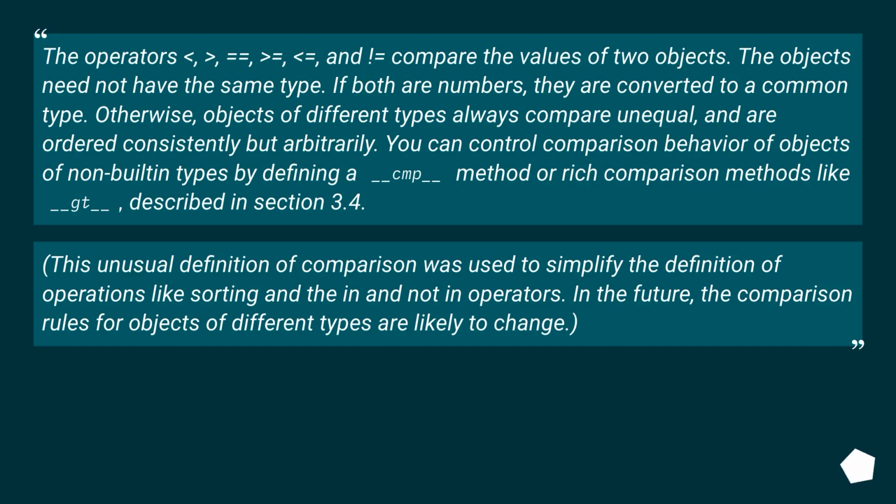You can control comparison behavior of objects of non-built-in types by defining a __cmp__ method or rich comparison methods, like __gt__, described in section 3.4. This unusual definition of comparison was used to simplify the definition of operations, like sorting and the in and not in operators. In the future, the comparison rules for objects of different types are likely to change.